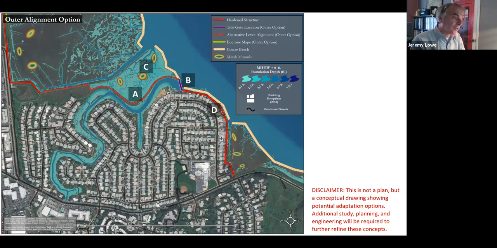However, we could reduce the volume of fill and provide similar types of functions by placing marsh mounds, that's the letter C, in Martha's Marsh to provide high tide refugia and provide some resilience to sea level rise, even though we're not building an ecotone slope because of its proximity to the wall. And this could provide some of the same habitat functions as that ecotone slope. Next slide, please.